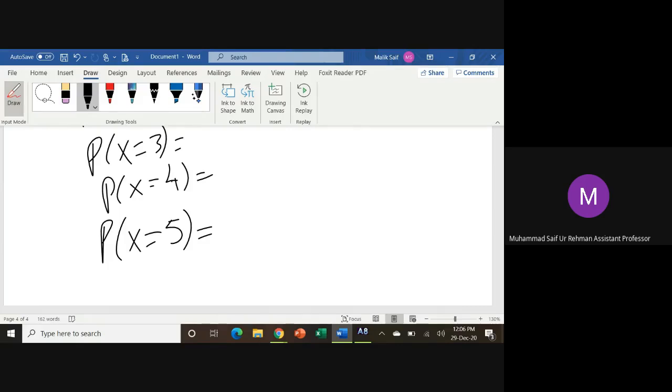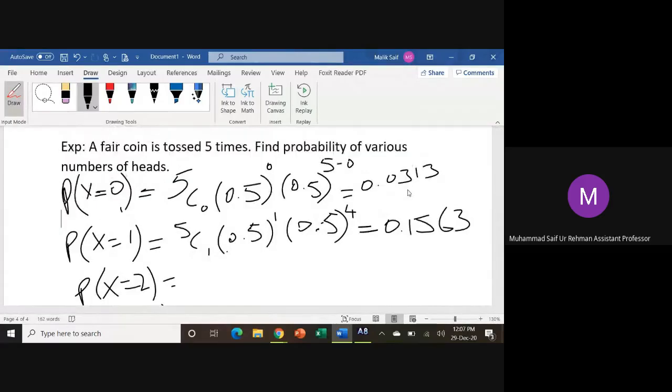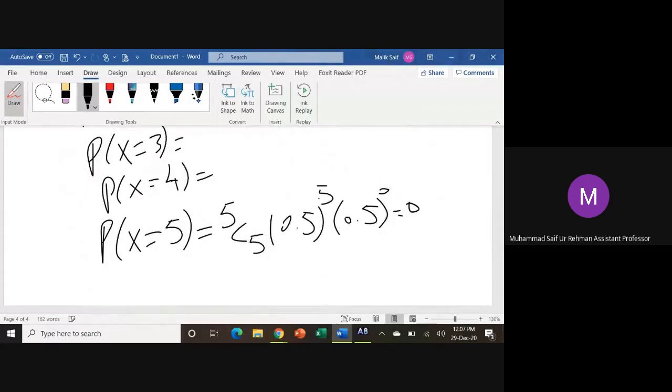So in this case, it will become 5C5, 0.5 raised to the power 5, and 0.5 raised to the power 5 minus 5, that is 0. So 5C5 is equal to 1, and 0.5 power 5. It will be same as you obtained before, 0.0313. So you can use your calculator to find out all these. Right? Okay.